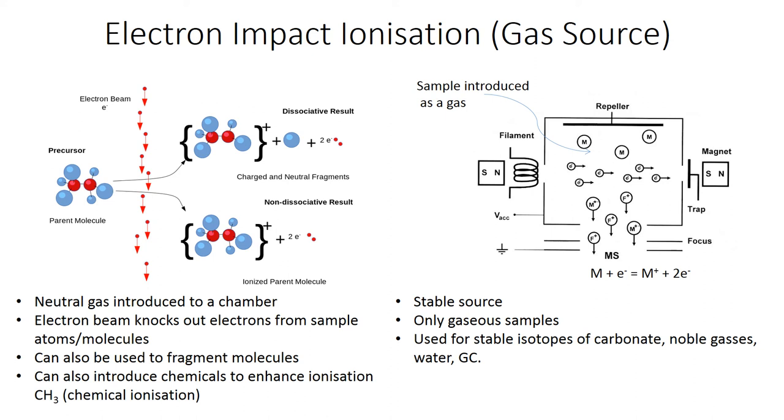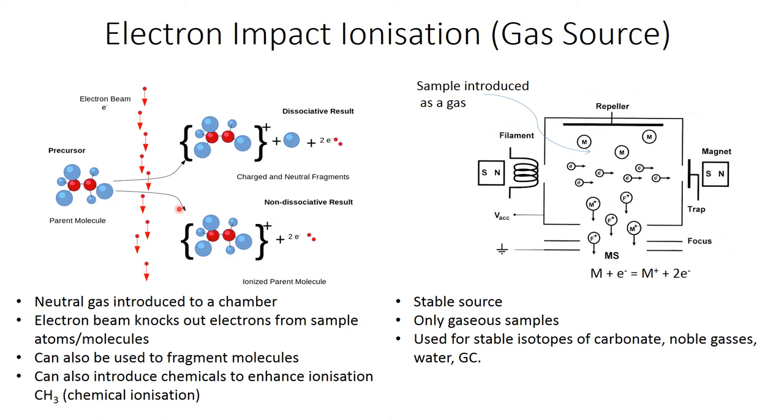And then what happens is that your molecule is inserted into some kind of chamber inside the mass spectrometer. Then a beam of electrons is passed through that chamber, and those electrons knock off other electrons from that molecule and form a positive ion of that molecule.